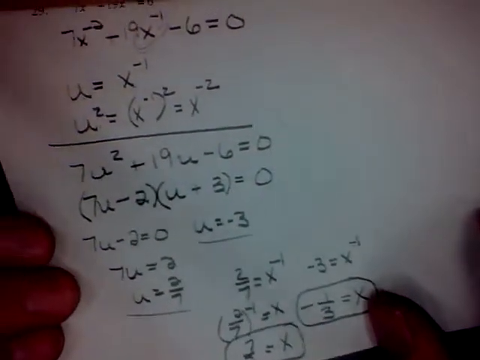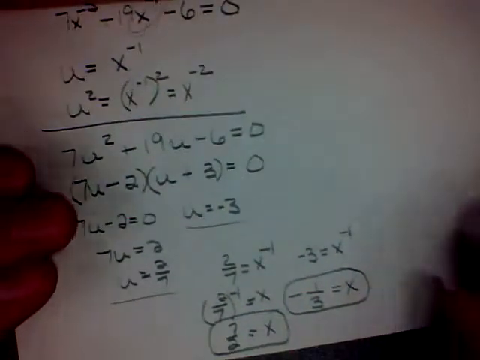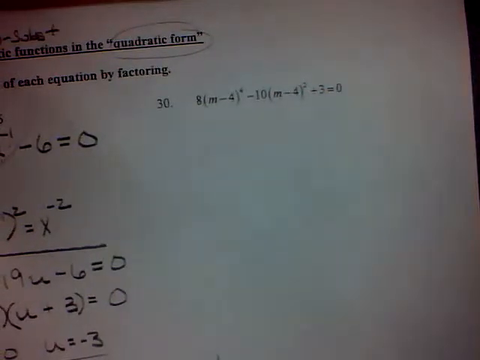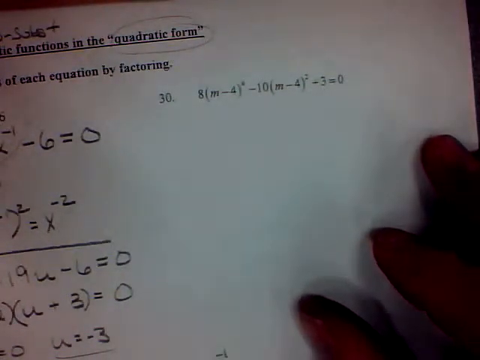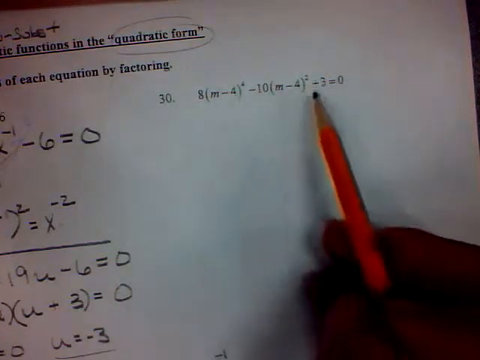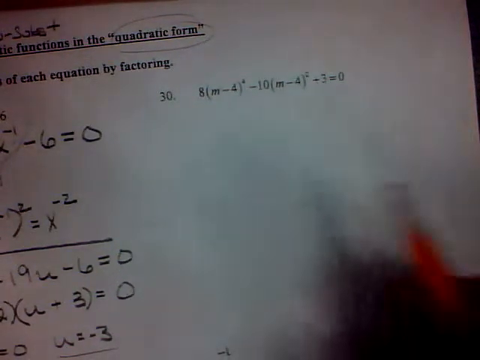So that's problem number 29. Okay? Moving on to number 30. This one's probably a little bit more obvious. Looks like we have an m minus 4 and an m minus 4. This one's squared. This is to the fourth.